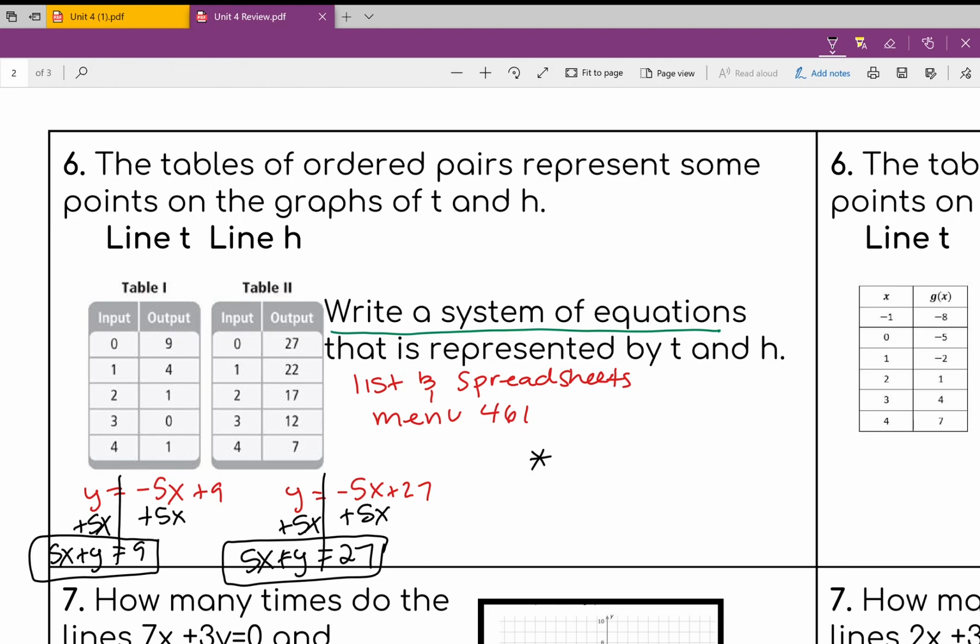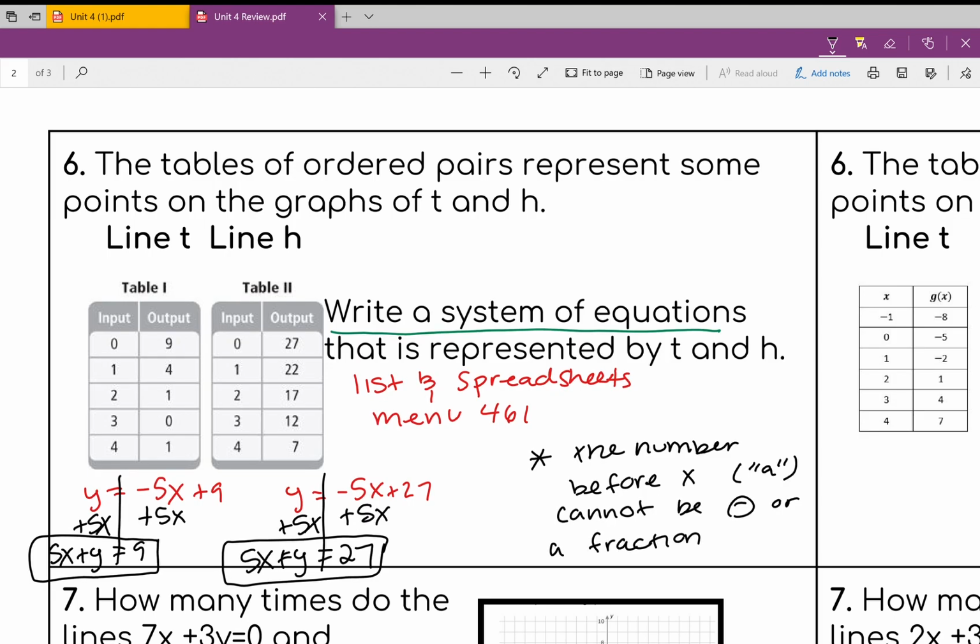Something important here is that remember the number before x, which we called a, cannot be negative or a fraction. It can't be negative or a fraction. So if it was negative, we would multiply every term by -1 to make it positive. If it was a fraction, we would multiply everything by the denominator. So if it was 1 over 5, we would multiply everything by 5. So everything by the denominator.